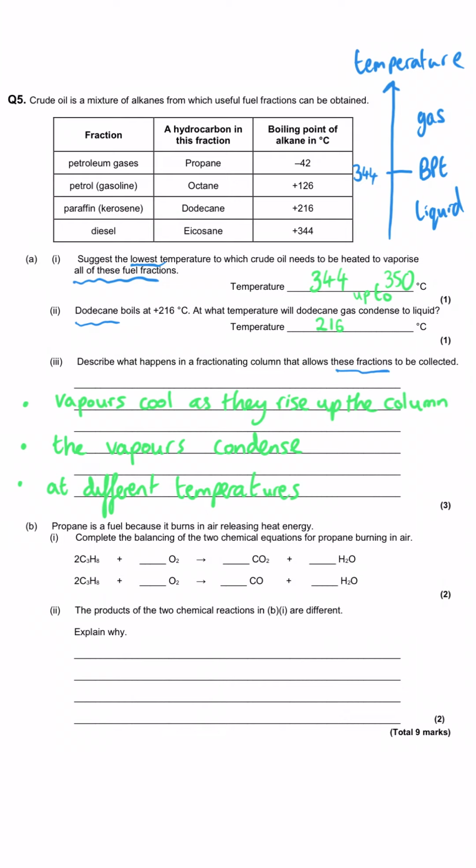And eicosane has actually got 20 carbon atoms, which is why it's got the greatest boiling point. And then dodecane has got 12 carbon atoms, octane has got 8, and propane has got 3, which is why it has the lowest boiling point out of all 4. It evaporates the most easily.